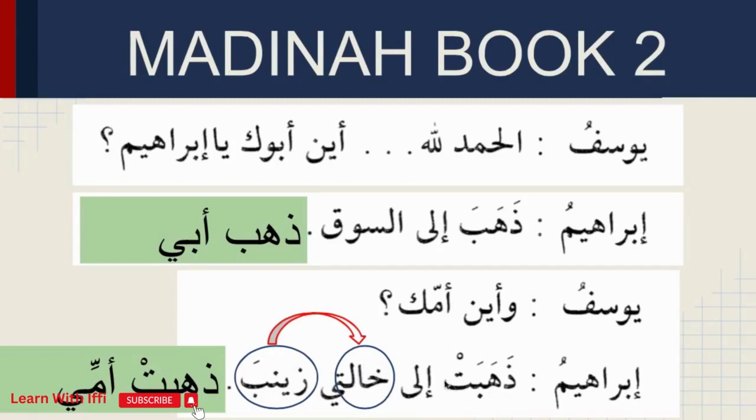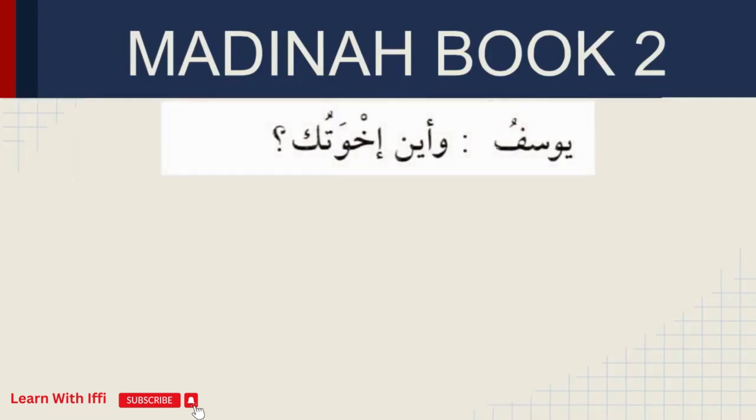So dhahabat ummi, you can also say, see, dhahabat ummi. So my mother went, or you can say she went. So my mother went ila khalati Zainaba. So Yusuf says, wa aina ikhwatuka. So now we're getting ikhwatu. Ikhwatu is plural for akhun, brothers. So where are your brothers?